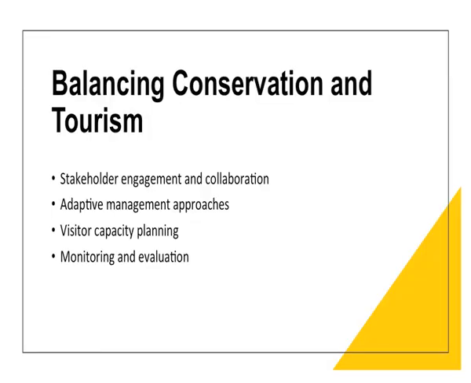How do we balance conservation and tourism? Conservation and tourism can be balanced through stakeholder engagement and collaboration. That means there should be some sense of understanding among the stakeholders of the tourist practices. Also, adaptive management approaches should be there. All the approaches should favor the environment and should be sustainable in nature.